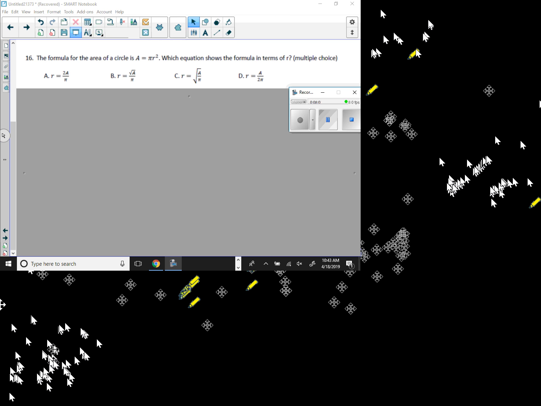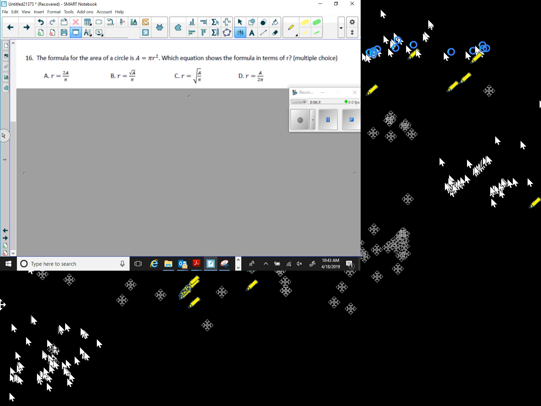All right, so look at number 16. It says the formula for the area of a circle is A equals pi r squared. Which equation shows the formula in terms of r? That means which one has you solving for r? Well, they all have r's here. They're all solved for r. Okay, that doesn't help. But sometimes it might eliminate an answer or two.